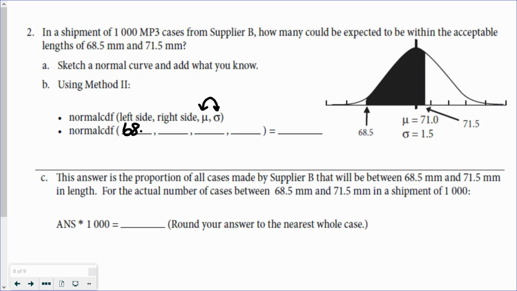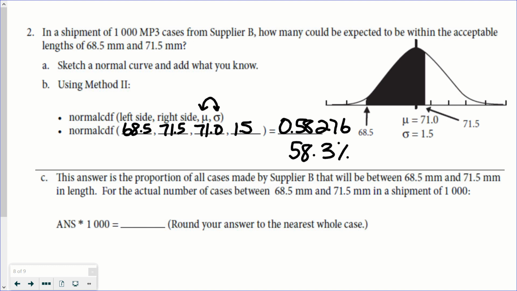So our left side is 68.5. Our right side is 71.5. The mean is 71.0 and the standard deviation is 1.5. So that gets us something along the lines of 0.58276. You might not have saved all those decimal places. That's about 58.3% if we converted that into a percentage by multiplying by 100.